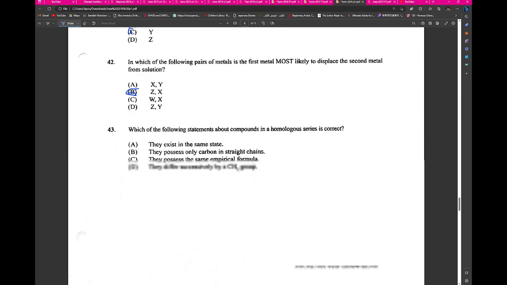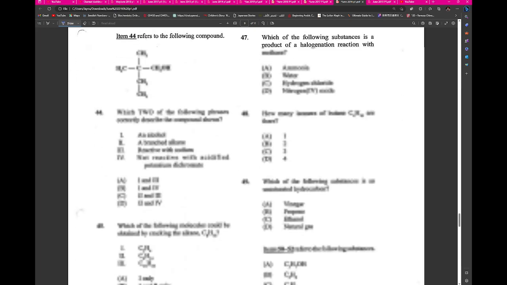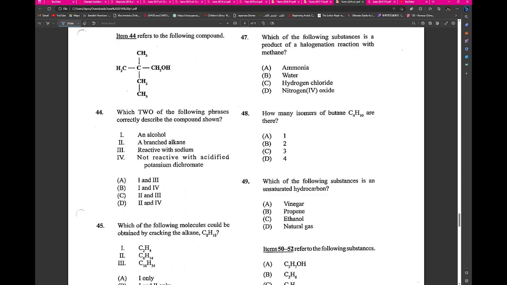Which of the following statements about compounds in a homologous series is correct? So they differ successively by CH2 groups. Here now, which two of the following phrases correctly describe the compound shown above? So it is an alcohol, it's a branch. It's a branch, but let me see something. Reactive with sodium, alcohols and sodium. So 1 has to be it. 4 can't be it, so 1 and 3.